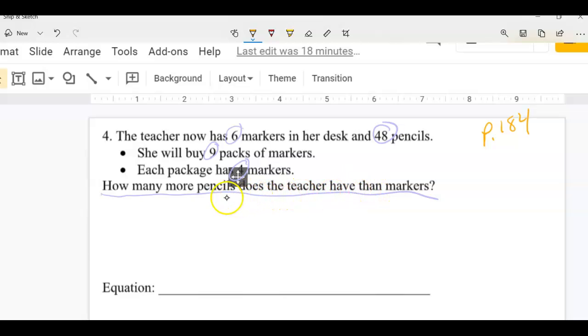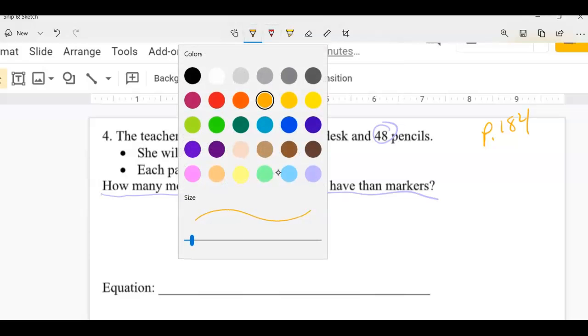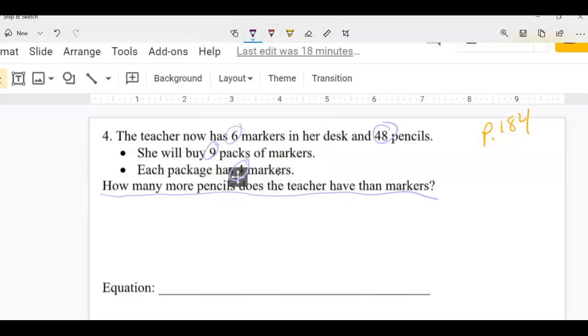All right, so we already know how many pencils she has. She has 48 pencils, but we don't know how many markers because she started out with 6 in the desk, but she's buying more markers. So we need to determine how many total markers she has first. And we need to figure out how many she is going to buy. So 9 packs of markers, there are 4 in each.